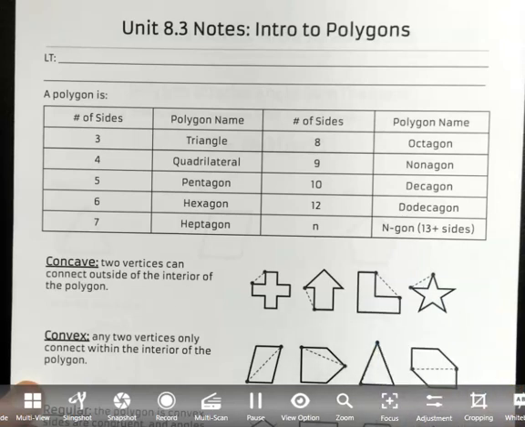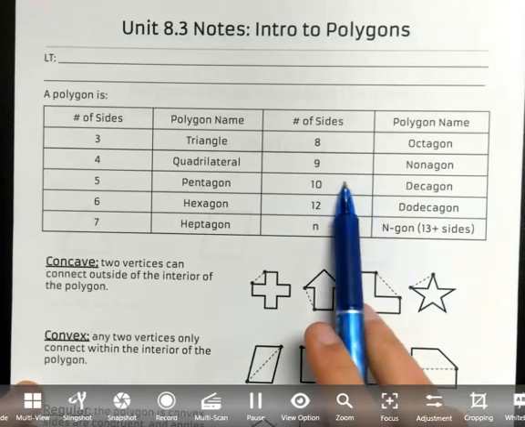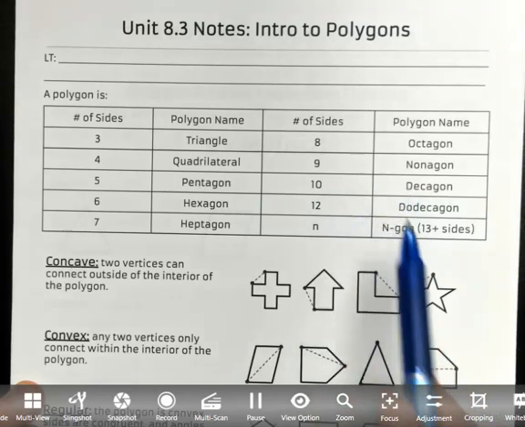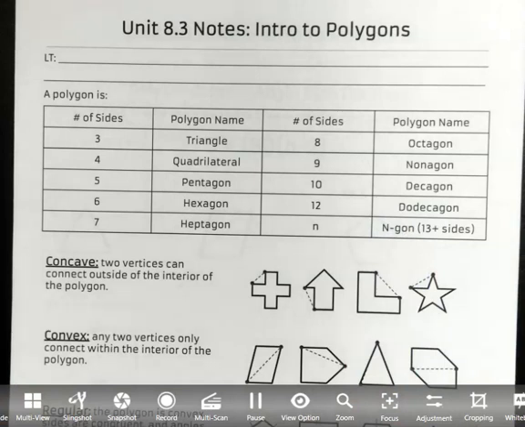And then one other thing that's similar is you have decagon for 10-sided, and then for 12-sided you have dodecagon. So just, something to keep in mind.